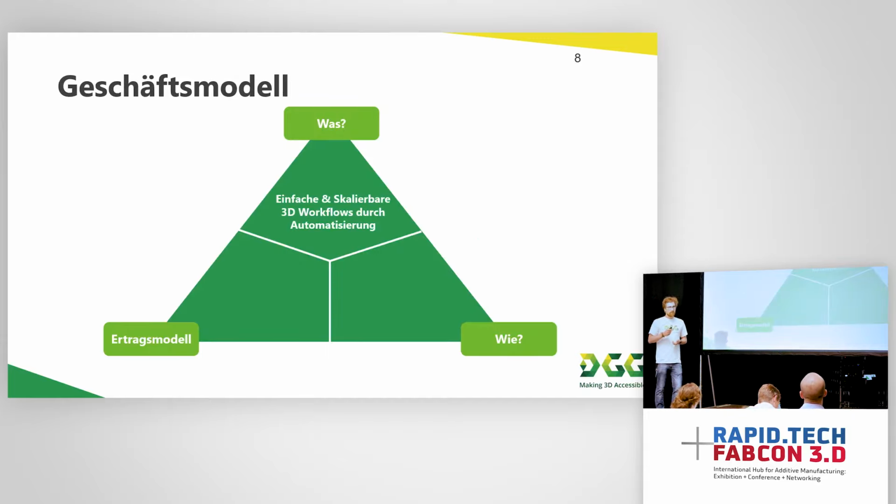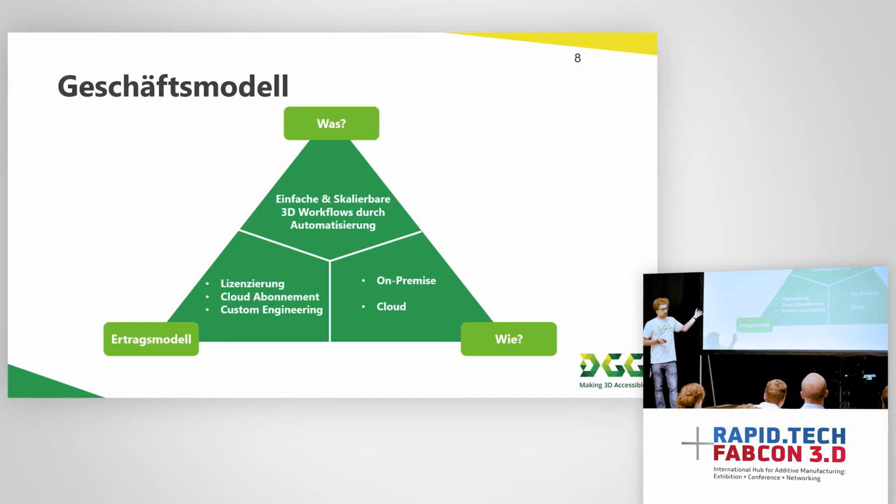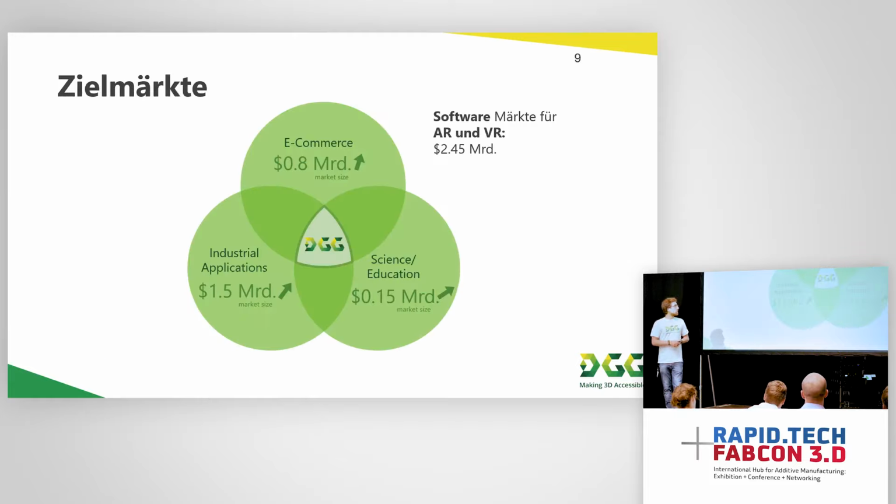Our business model, first of all, what do we want to offer? We want to offer easy and scalable workflows through automation for our customers with on-premise licensing, with offline software basically, and with our cloud portal. We generate revenue through licensing, through the cloud, with a subscription model, and through custom engineering. 3 markets are very interesting for us, also because of their growth rate. There's the e-commerce, science and education, and industrial applications market, and they are not that big yet in AR and VR, but they are supposed to grow a lot.